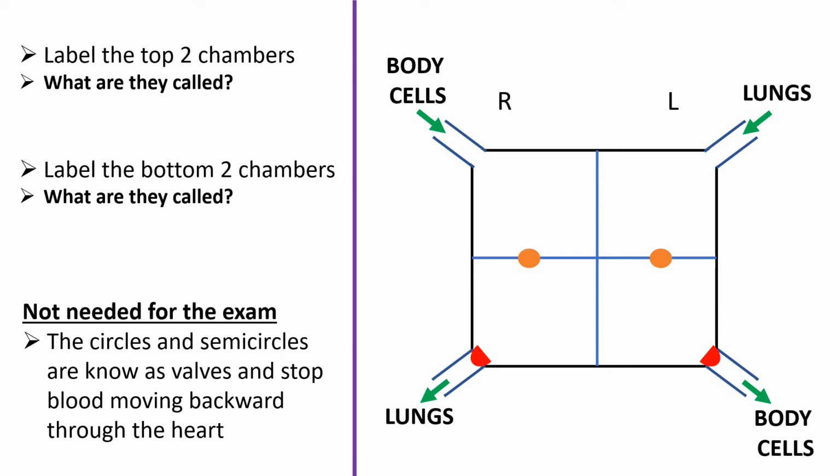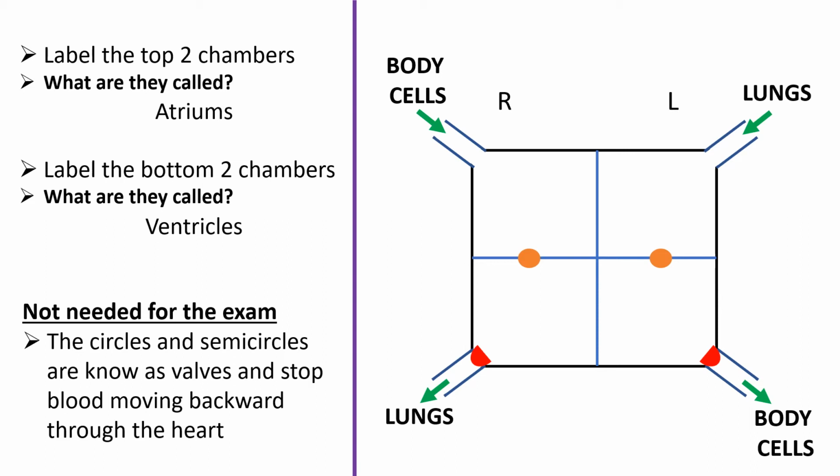Once we've done that, we need to name the top two halves of the heart, and the top two chambers have the same name insofar as we call them atrium. And we have the right atrium and the left atrium. The bottom half of the heart are both using the same name again, and they're called ventricles. And in the ventricles, again, we have the left and right.